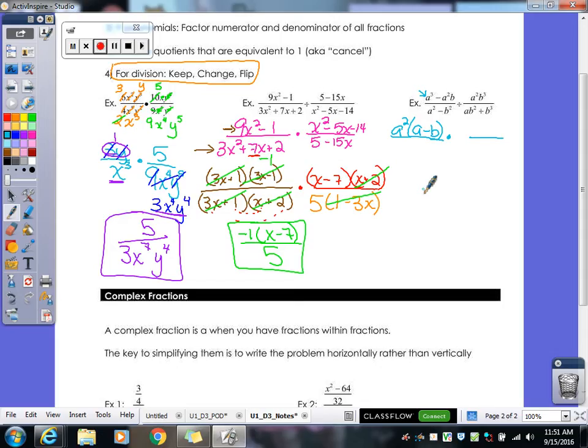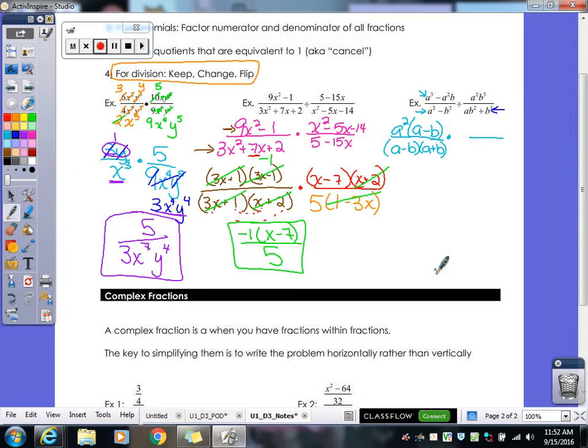So how about the bottom part of that fraction? What kind of factoring is that? Difference of squares, good. So what would that factor into? A minus b times what? A plus b, good. So now remember, we're flipping this next fraction because we're changing it from division to multiplication. So that means my denominator here is actually going to be up on the top.